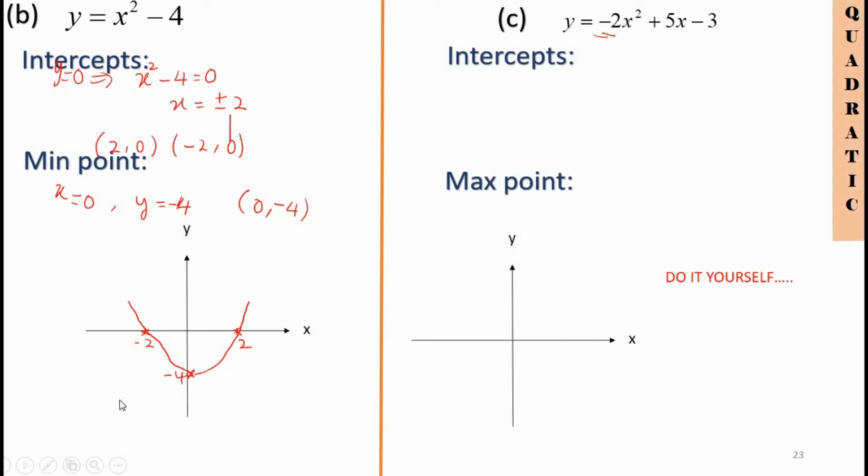So this is the minimum point, but for a negative sign of the coefficient of x squared, you have to find the maximum point. To find the maximum point, you can use completing the square or whatever way you have learned previously.